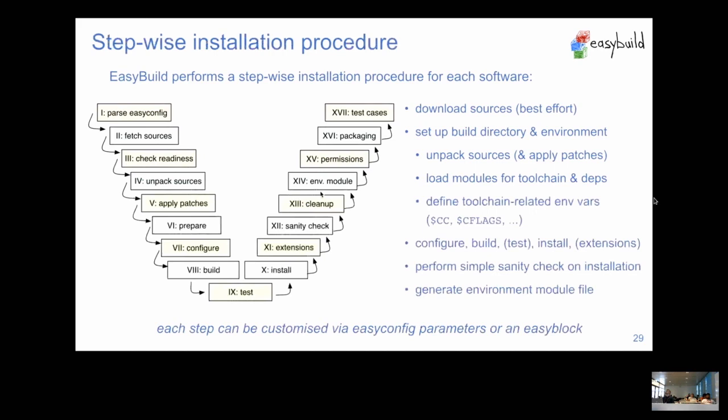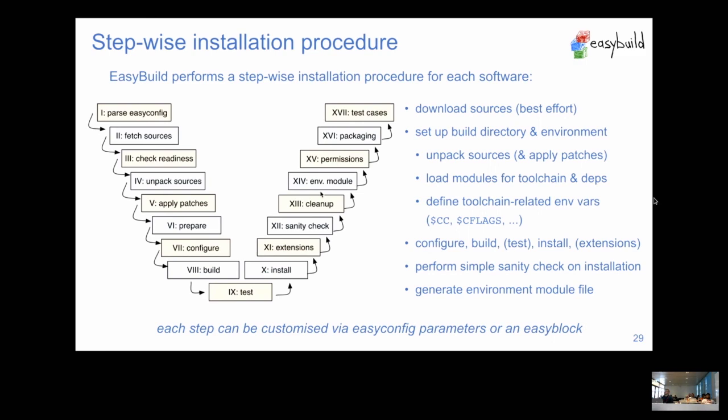In the background, EasyBuild will do the installation stepwise. It will start by figuring out, from the easyconfig file, where the source files are and whether it has to download them or not, or whether they are already available on the system. It will unpack the source file, maybe apply some patch files that are listed in the easyconfig file. Prepare the build environment, so defining things like $CFLAGS or maybe custom environment variables. For TensorFlow, we have a lot of custom environment variables that have to be specified.